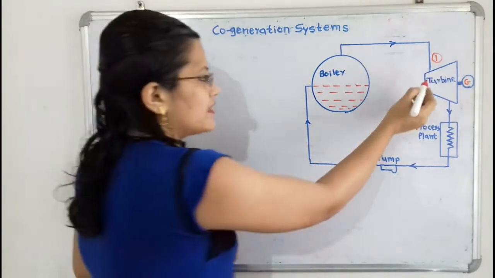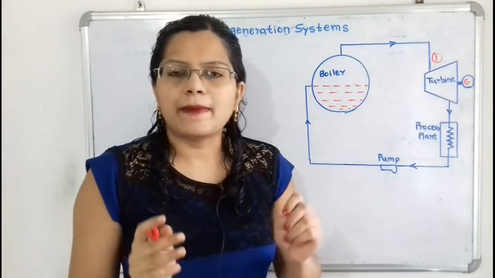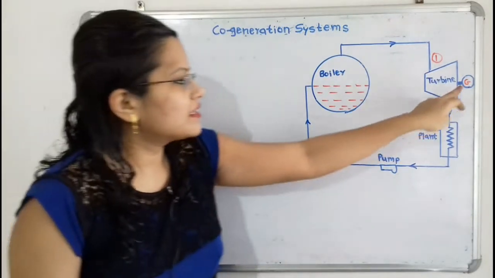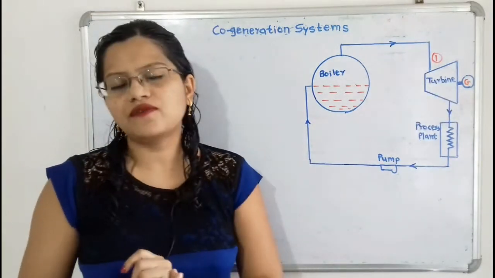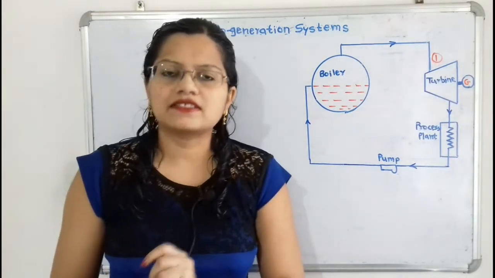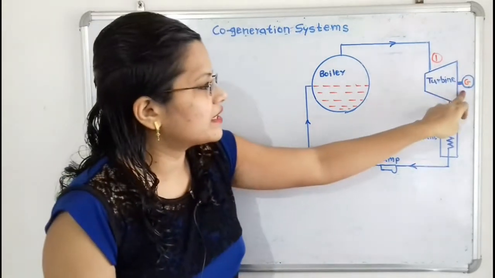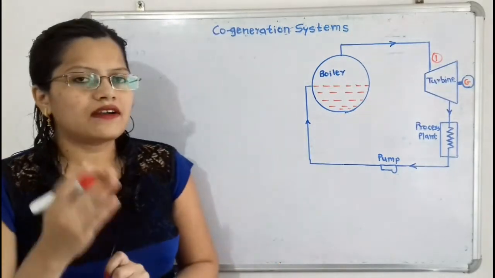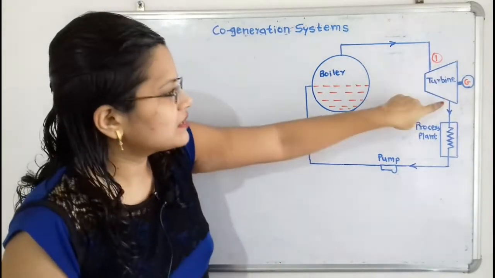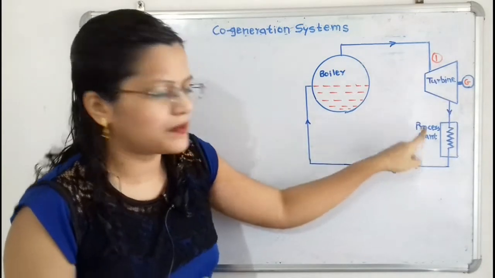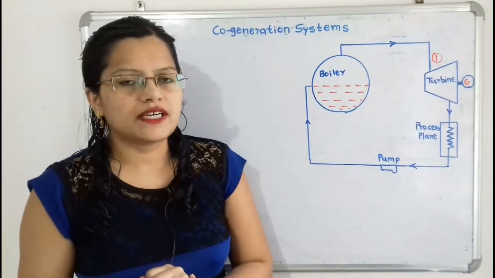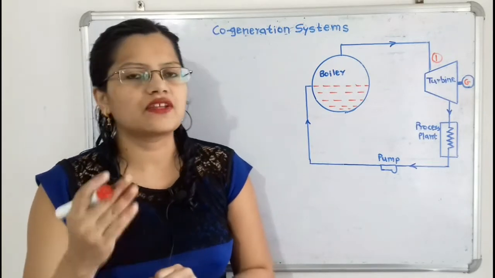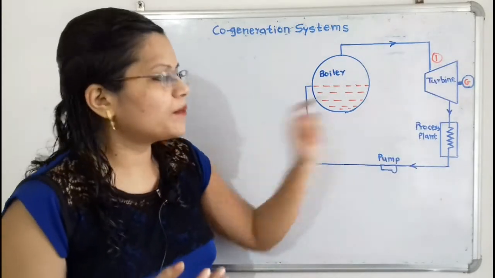After the isentropic expansion, the mechanical energy is used to generate electricity in this generator. So the first form of useful energy, the mechanical energy, is converted into electrical energy. Now the remaining steam at low pressure and low temperature is provided to the process plant. This steam has heat energy, so the second type of useful energy, in the form of heat, is provided to the process plant.